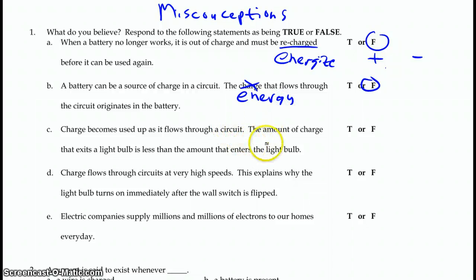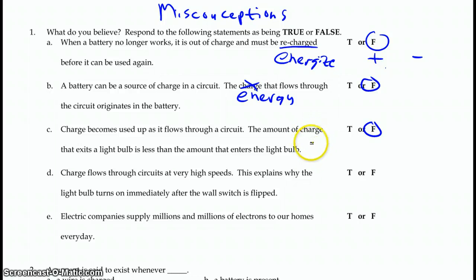Okay, C, charge becomes used up as it flows through a circuit. Now, the amount of charge would be less. Keep in mind that charge is conserved from our electrostatic study. That means the charge has to stay the same. I talked about above in the picture that you can't have charge go in one end and then suddenly it can't come out the other. So it's not the charge that's used up. Again, as it goes through the battery, the electrons get energy, and then to go around the circuit they have to use up the energy.